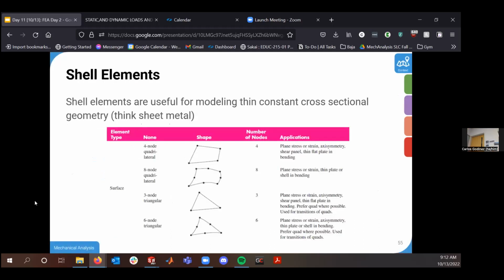Colin was just talking about shell elements. Thanks for the setup. Shell elements are the third and final element type we're going to talk about today. Shell elements are super useful for when you need to model thin, constant cross-sectional geometry. So think sheet metal. Sometimes you'll call them surface elements. Rather than going from point to point, you can represent a small area with this type of element.